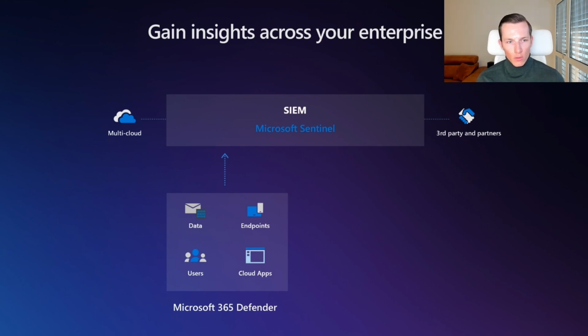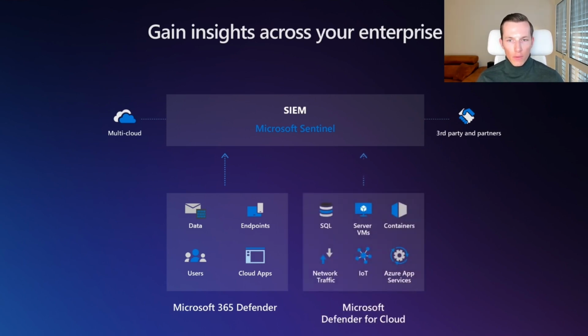Now, at this point, you might have another question. You've seen Microsoft 365 Defender. Now, this is very focused on the modern workplace. And we have talked very little about infrastructure. And that was in the past a gap until Microsoft came with a solution called Microsoft Defender for Cloud. And Microsoft Defender for Cloud is really a solution that is focused on monitoring threats against your workloads.